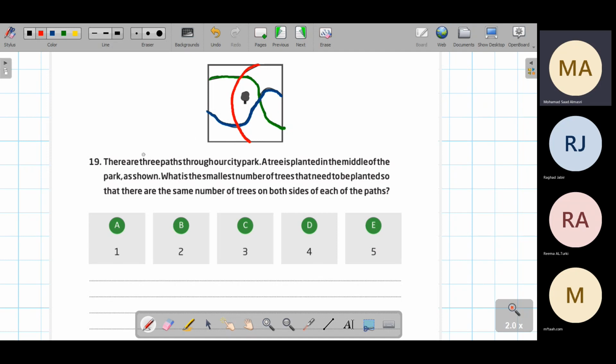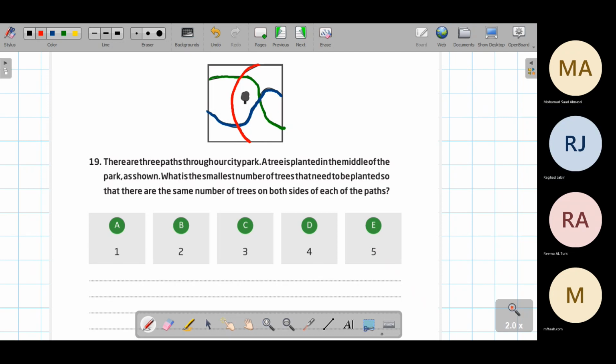For example, if we look at the green one, I need to have the same number of trees above and below. So for the green one, I will say above and below. For the blue one, also above and below. For the red one, I will say to the left and to the right. So how many trees and where should I put them to have the same number on both sides?